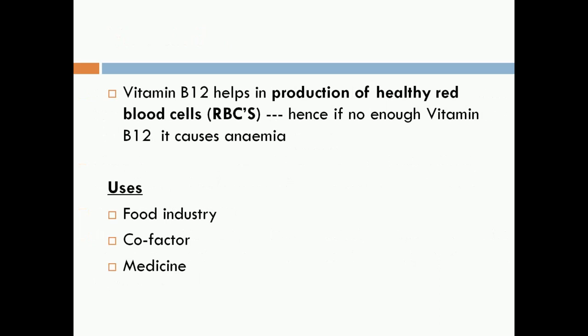Okay, so vitamin B12 helps in the production of healthy RBCs. For your RBCs to function properly, to produce good quality RBCs, vitamin B12 is highly essential. Hence, if people do not have vitamin B12 properly, then it leads to anemic conditions. So that is a problem. That is why vitamin B12 is very, very important.